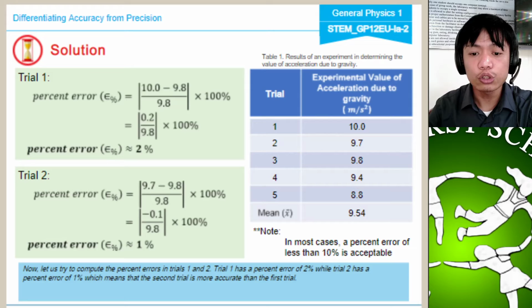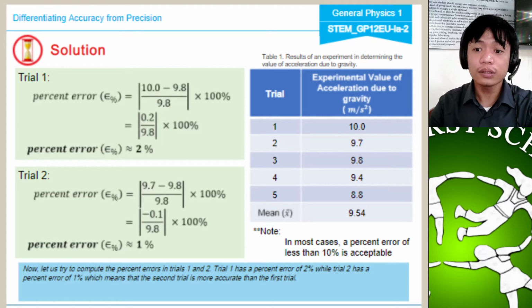So, yung ating acceleration due to gravity is 9.8, right? So, ang 9.7 ay malapit sa 9.8. So, parang ang percent error lang niya is 1%. So, mas malapit siya sa accuracy. Okay? So, take note class dito na if the percent error is lower than 10%, it has high accuracy.